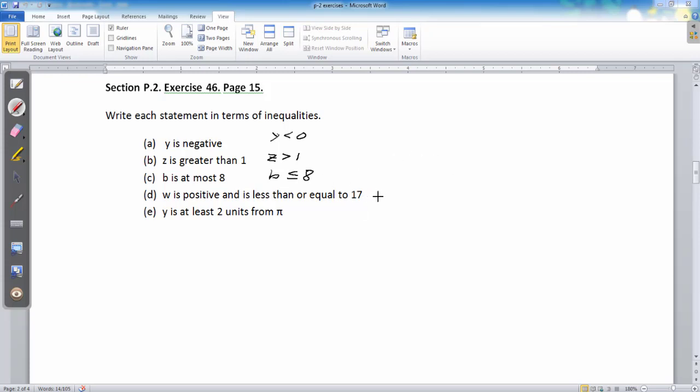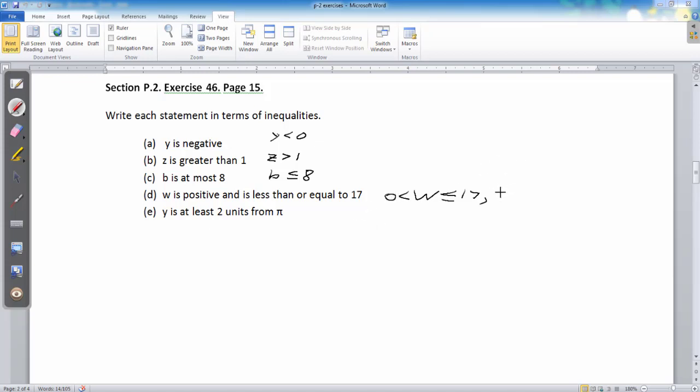W is positive and is less than or equal to 17. There are two ways of writing this. The simplest way is to write it as a compound inequality. We know it's less than or equal to 17. And we know it also has to be greater than 0, so you can write it that way as well.